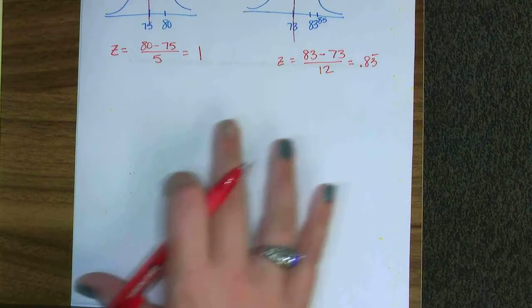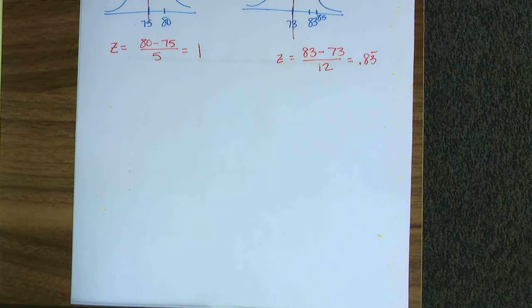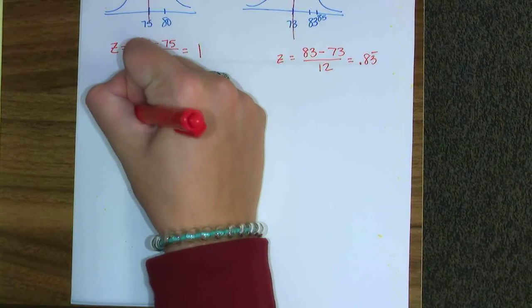So we have there two different z-scores. So the ultimate question was who scored the highest relative to the rest of his or her class. So who did better and why? Okay, Martha, so why?